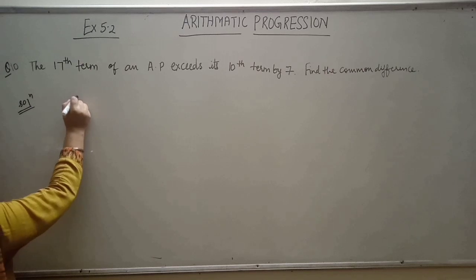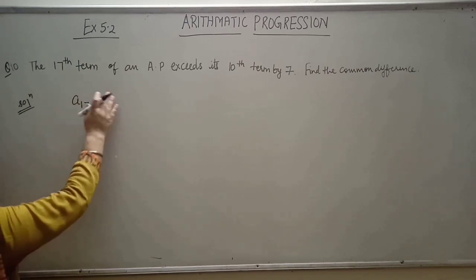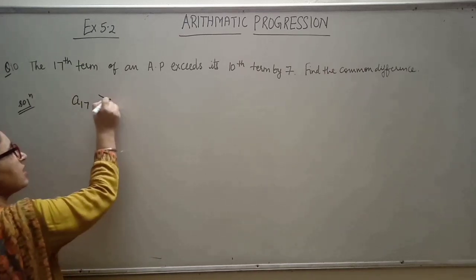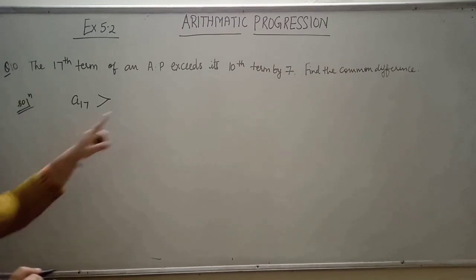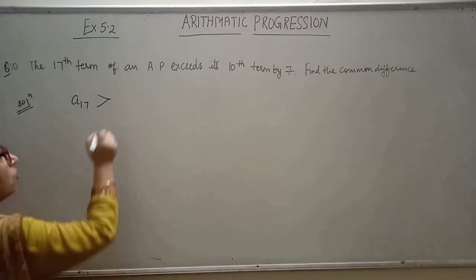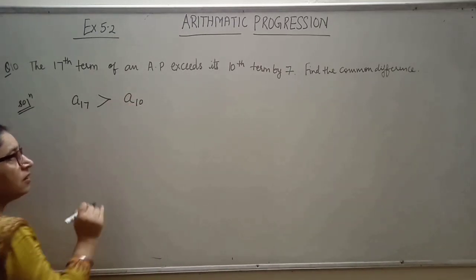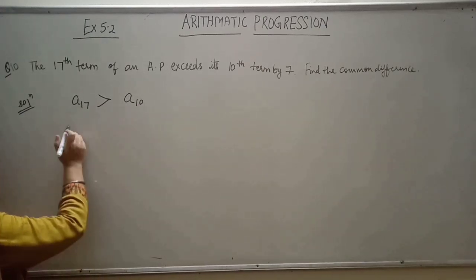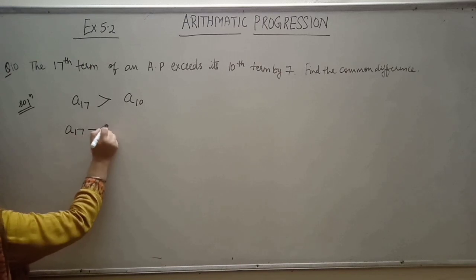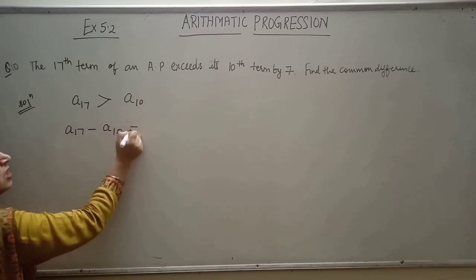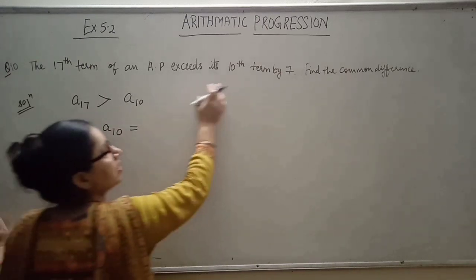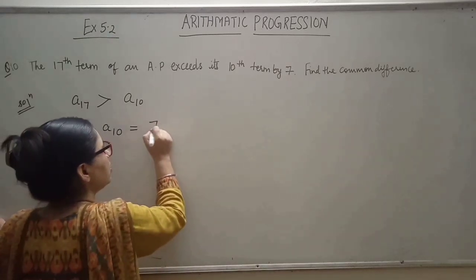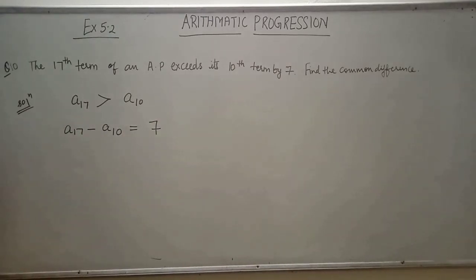17th term of an AP exceeds. Exceeds का मतलब ज़्यादा है. किससे ज़्यादा है? 10th term से ज़्यादा है. ठीक है? तो अब जो बड़ी है और जो छोटी है, तो हम डिफरेंस लेंगे इसका. A17 minus A10, कितना डिफरेंस है दोनों में? 7 का डिफरेंस है. So it would be written like this. Is it clear or not?